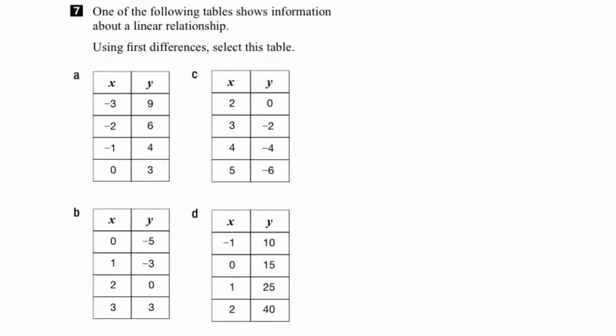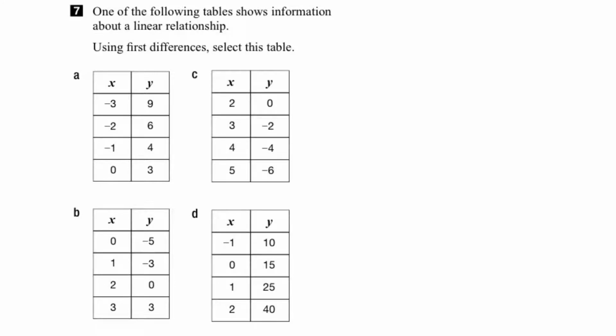In this question, we're given some tables that show relationships between x and y, and we have to find out which of them is a linear relationship using first differences. So, if we subtract successive x values and successive y values, and the differences are consistent, then we know it's a linear relationship. Okay, let's give it a go.